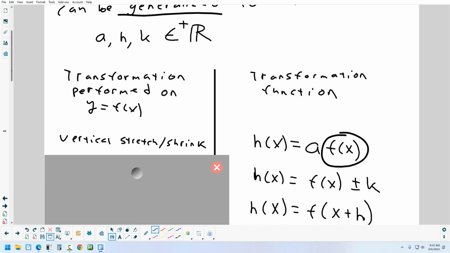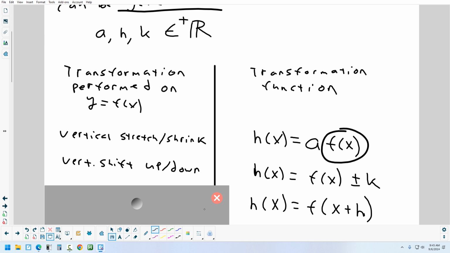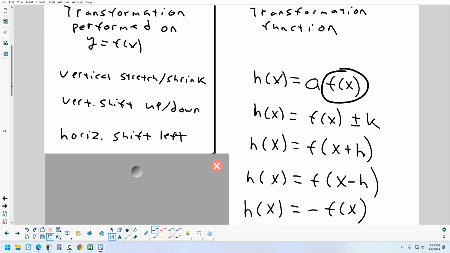So vertical stretch or compression. How about adding or subtracting a number on the end of the function? That would be like x squared plus 2 if you were doing a quadratic. Yep. Vertical shift. That's a vertical shift, up or down. How about adding, but inside the function? What does that do? Yep. Shift to the left. That's a shift to the left. How about subtracting inside the function? Yep. Shift to the right. That's a shift to the right.